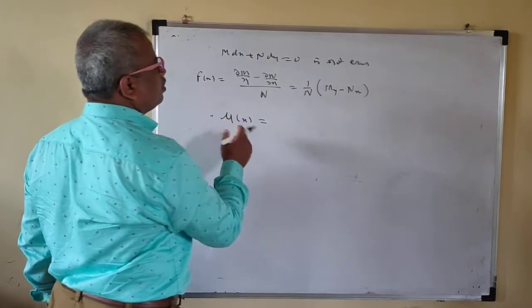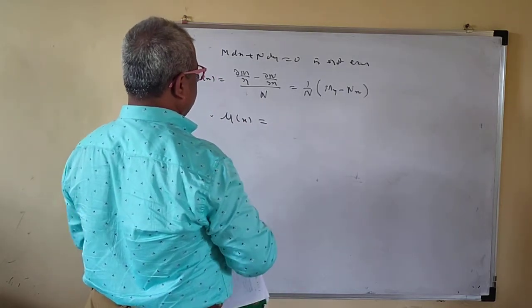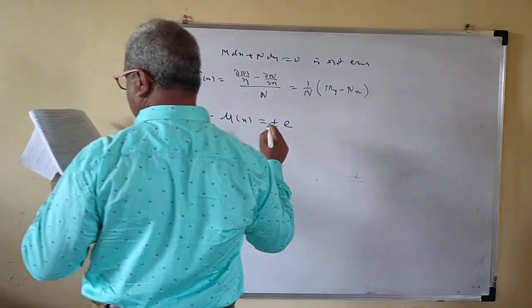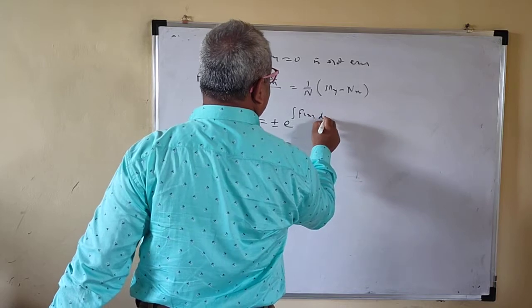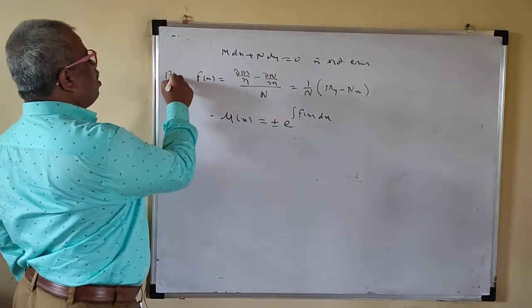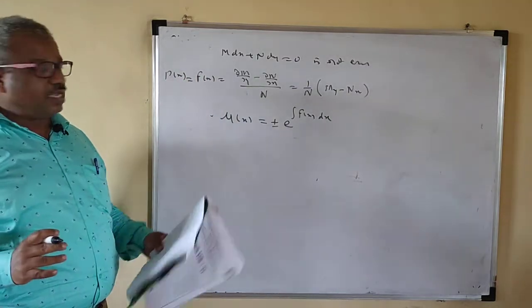This is μ of x because this is a function of only x. So μ(x) = ± e raised to the integral of f(x) dx. You may say this is p of x, or q of x, something like this. This is the integrating factor.